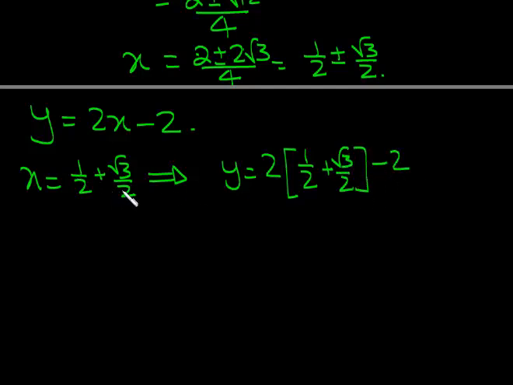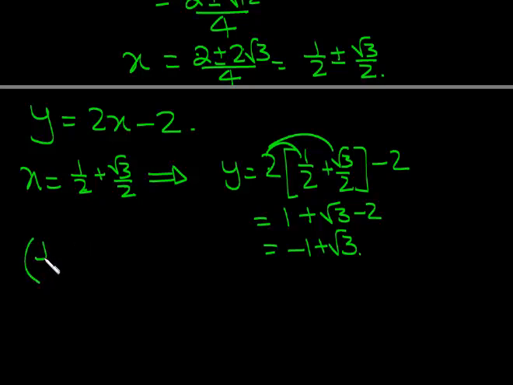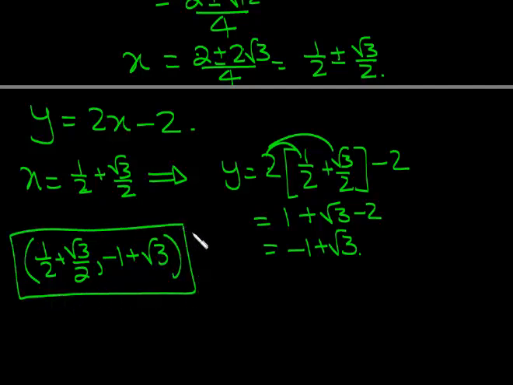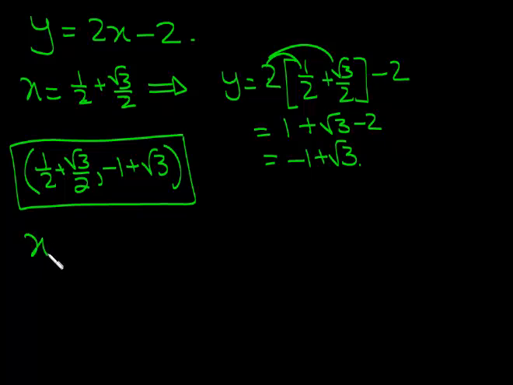So remember that you have 2 terms here to put parentheses, so we distribute this. So we get 2 times half is just 1. When you multiply these two, the 2's will cancel, so you get square root of 3 minus 2. So you get negative 1 plus square root of 3. So my first point of intersection is x is 1/2 plus square root of 3 over 2, and y is minus 1 plus square root of 3. So that's one point. I still have another one to find when x is minus, so let's do that.